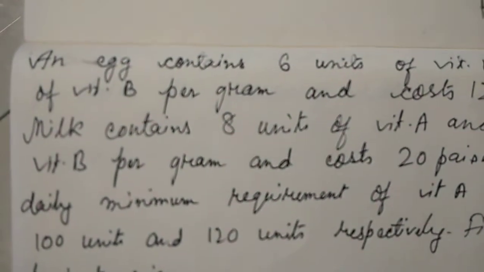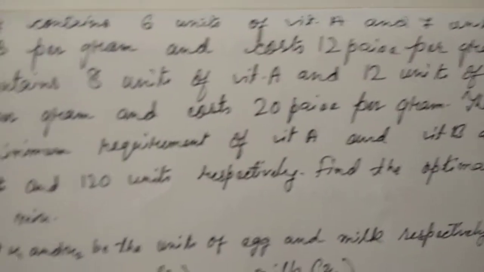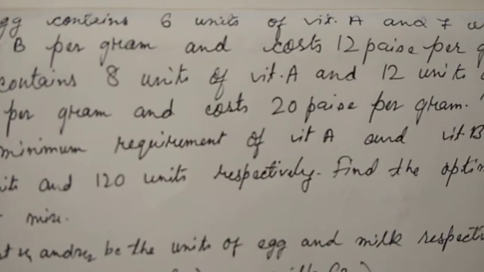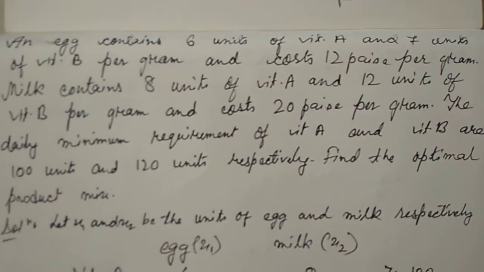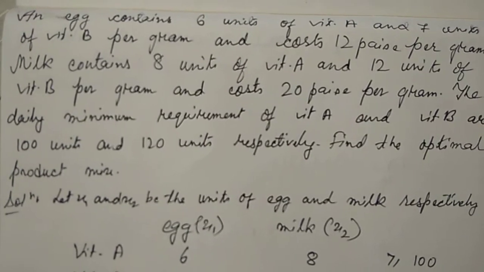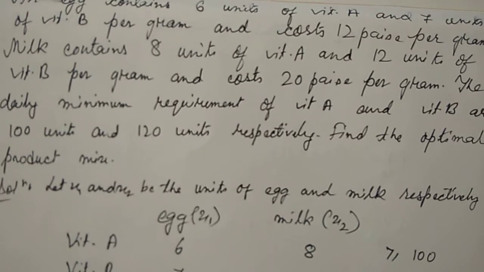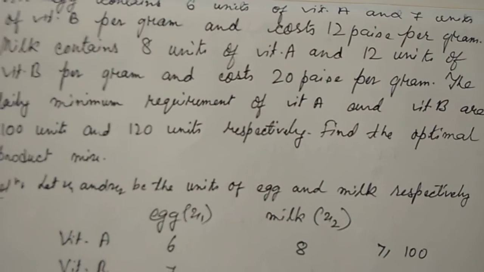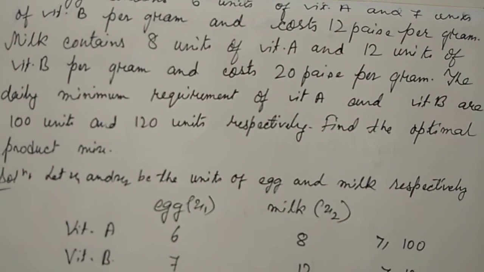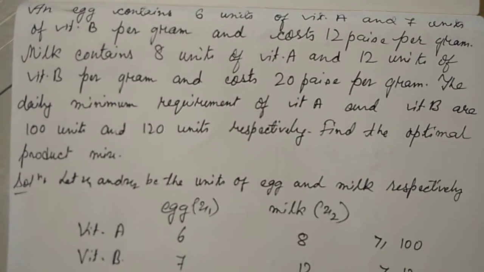This question says an egg contains 6 units of vitamin A and 7 units of vitamin B per gram and costs 12 paise per gram. Milk contains 8 units of vitamin A and 12 units of vitamin B per gram and costs 20 paise per gram. The daily minimum requirement of vitamin A and vitamin B are 100 and 120 units respectively. Find the optimal product mix.